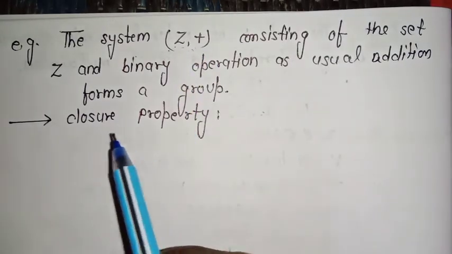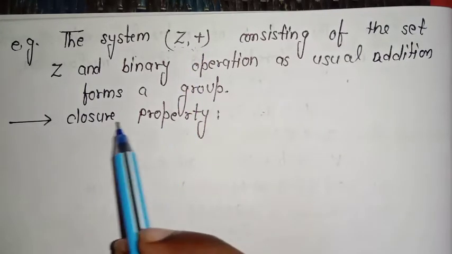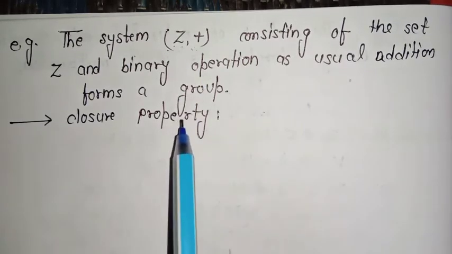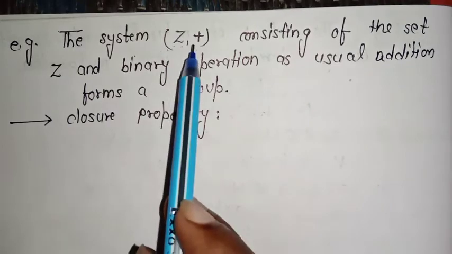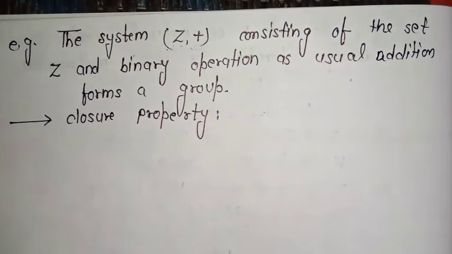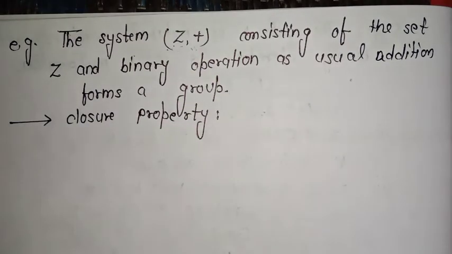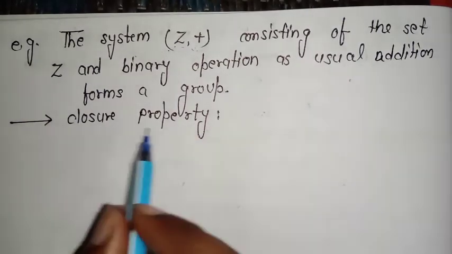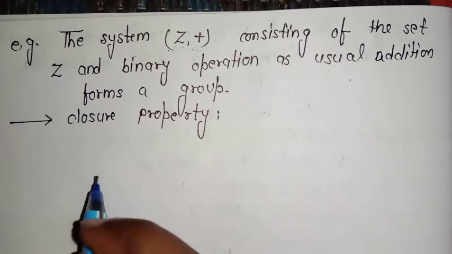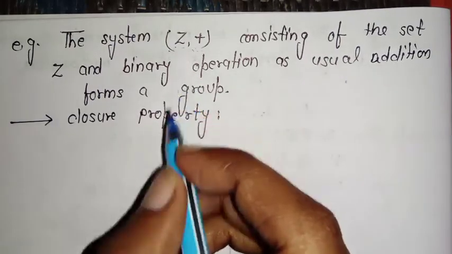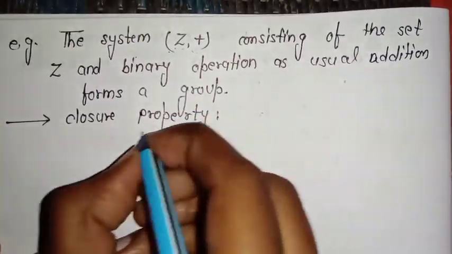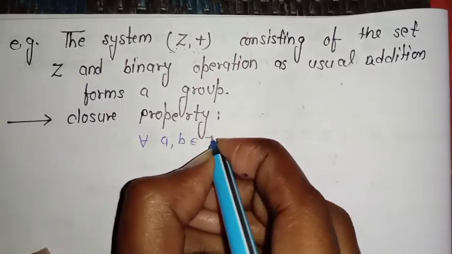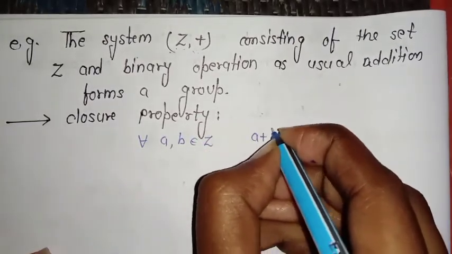So the closure property is satisfied, because in closure property we state that if you take any two elements of the given set and apply the binary operation over those two elements, you will always get an element of the set. So this is satisfied. So we can say that the closure property is satisfied, since the sum of two integers is an integer. So I can write, for all a, b belongs to Z, a plus b belongs to Z.